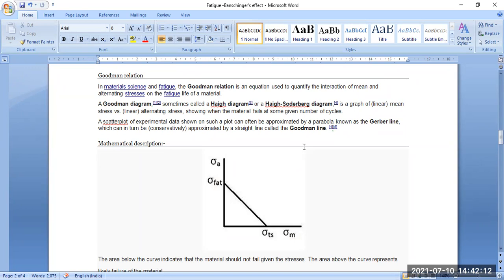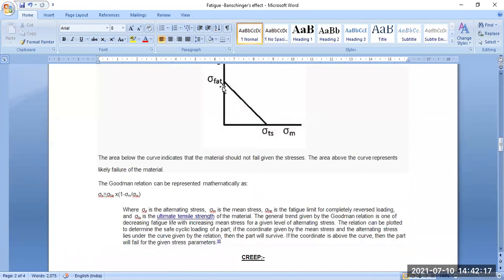The mathematical description: the area below the curve indicates the material should not fail under the given stresses, and the area below the curve confirms that the material should not exceed the fatigue limit. The area above the curve indicates failure of the material. The Goodman equation is sigma A equals sigma E into 1 minus sigma M by sigma U.